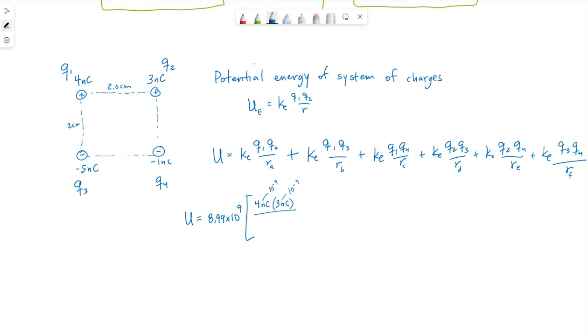So Q1 and Q2. The R in the denominator is the distance between these two charges. So coming back to my picture, Q1 and Q2 are a distance of 2 centimeters, which I do want in meters for my units to work out. Okay. Next one, Q1 and Q3, and I do want the negative sign. That matters. So Q1 and Q3 are also 2 centimeters apart. Okay, the third one, Q1 and Q4.